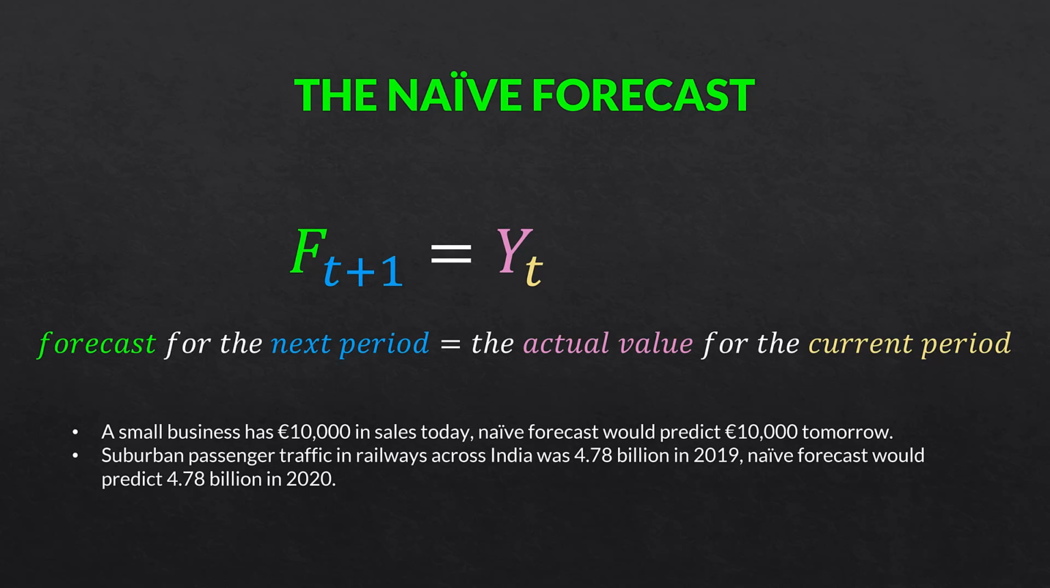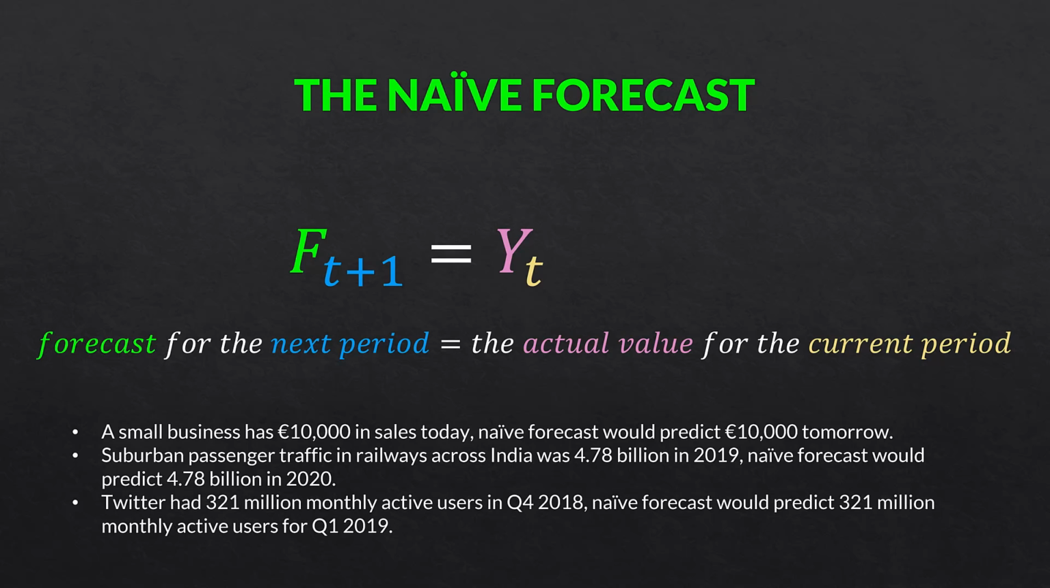Suburban passenger traffic in railways across India was 4.78 billion in 2019. The naive forecast would predict 4.78 billion in 2020. Twitter had 321 million monthly active users in the fourth quarter of 2018. The naive forecast would predict 321 million monthly active users for first quarter 2019. Now note that these are all different time scales. The first one is daily. The second one is annually or each year. And the last one, the Twitter example, is quarterly. It doesn't matter. As long as the time period is consistent, we can use any time period we want.